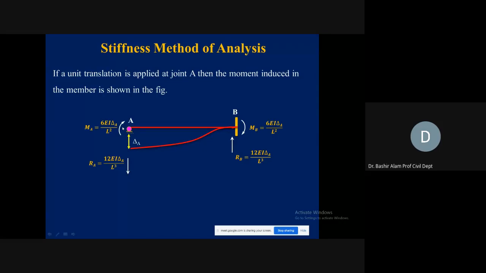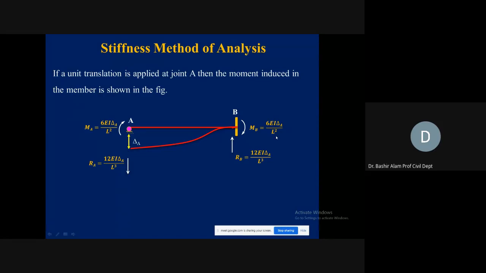So if a unit translation is applied, what happens at the near end is that the end will try to come back to its position, and it will give you the direction of the movement produced, which will be equal to 6EI delta A divided by L square, where delta A is the settlement produced there. At the far end, it will go in the same direction. If you see here, the movement produced was in the clockwise direction, so at the far end it is also clockwise, and the magnitude is going to be the same. It is not going to be half now. So 6EI delta A divided by L square.